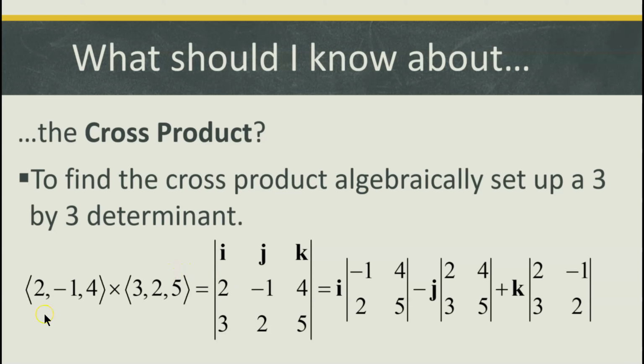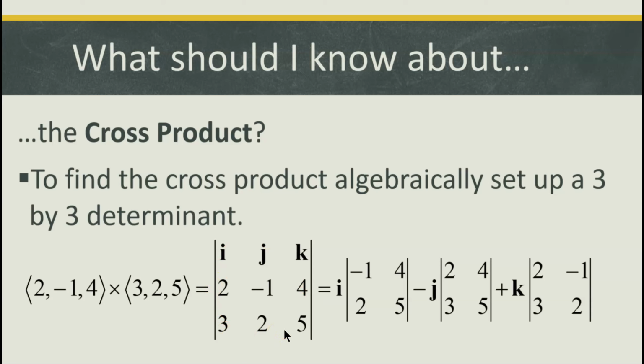Next goes the first vector of the cross product. So in the next row should go the vector 2, -1, 4, and we see that here. And then in the third row, the last row, should be the second vector of the cross product. That's the 3, 2, 5. And once we have this determinant set up, we expand it.